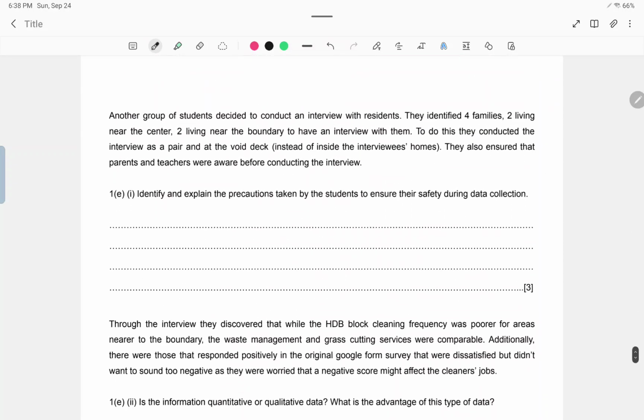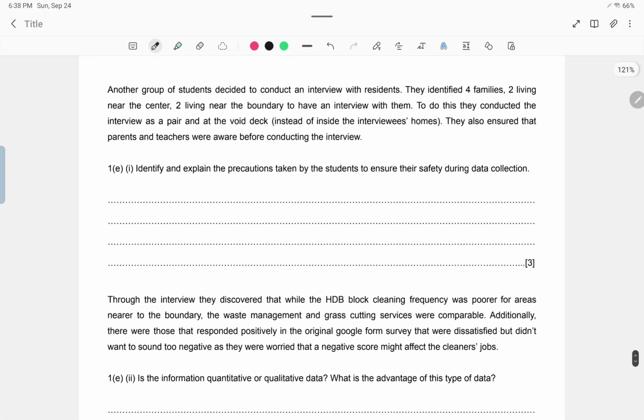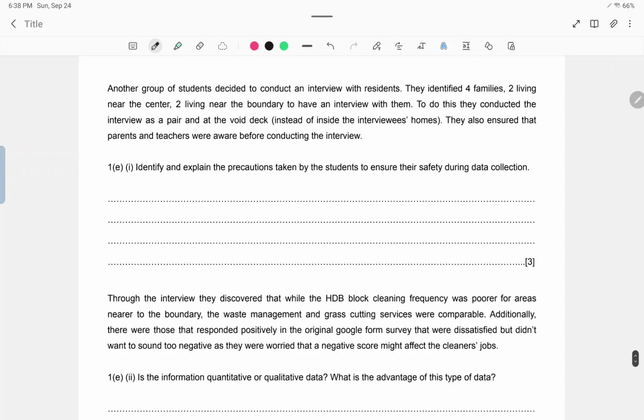Let's move on to talking about the last page. Okay, so they talked about the interview with the residents and blah blah blah, and they did the interview and all that. Okay, so identify and explain the precautions. In this case, 3 marks. So you know you need to divide. So explain the precautions is 2 marks, identify is 1 mark.